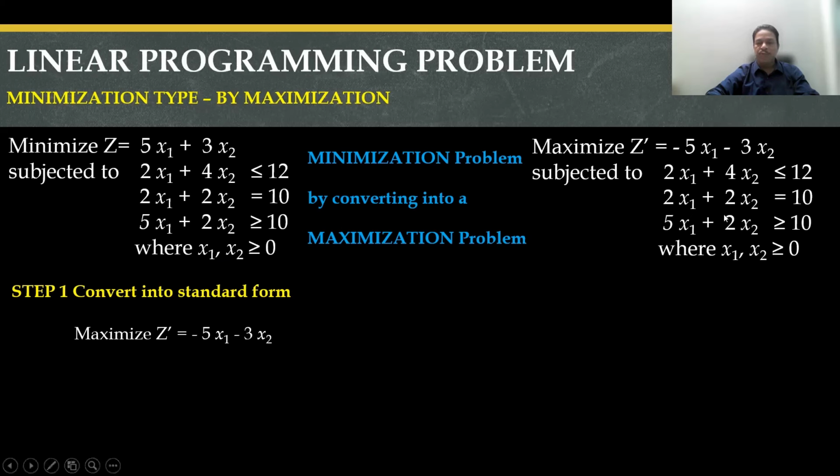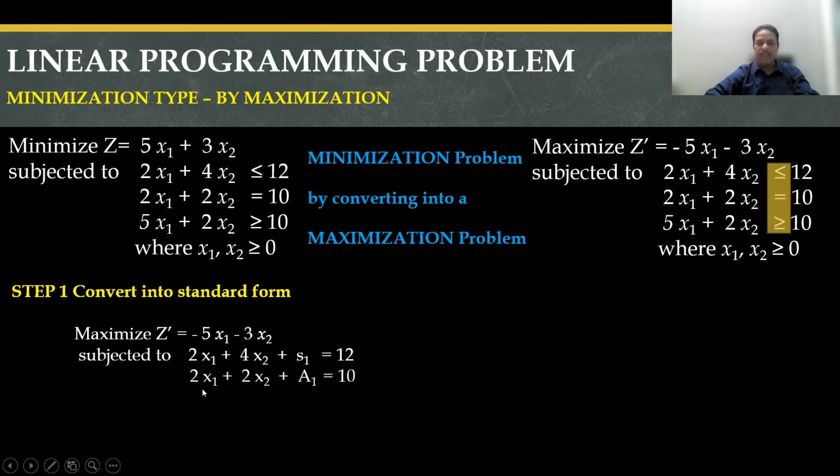So here we have first constraint as less than or equal to, second constraint as equal to, and the third constraint as greater than or equal to. So the first constraint, that is less than or equal to, will be converted into equal to by adding the slack variable s1. Then the second constraint is equal to, so we have to add artificial variable in the second constraint, and we get 2x1 plus 2x2 plus artificial variable a1 equal to 10.